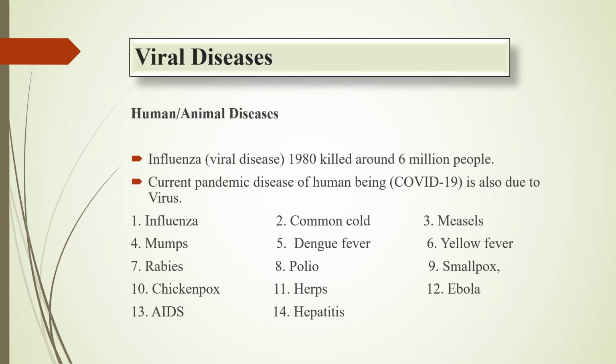Viral diseases, human or animal diseases. Number one, influenza, which killed about 6 million people in 1980. The current pandemic disease of human beings, known as COVID-19, is also due to a virus. The other common diseases are influenza, common cold, measles, mumps, dengue fever, yellow fever, rabies, polio, smallpox, chickenpox, herpes, Ebola, AIDS, and hepatitis.